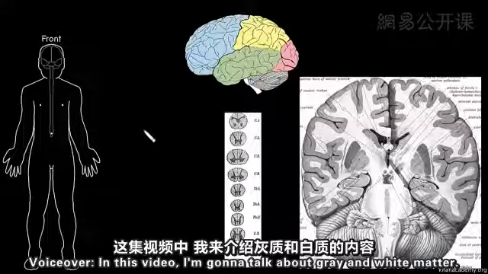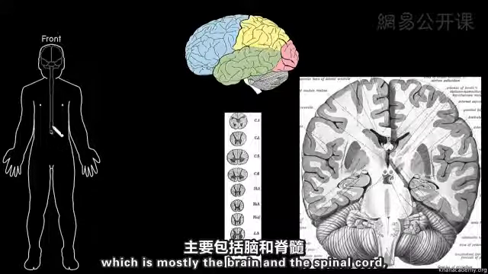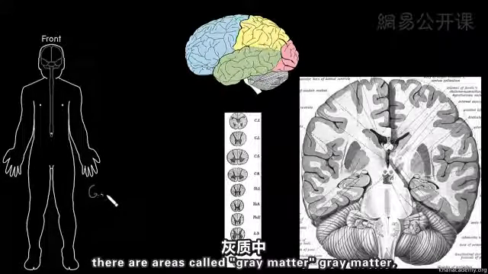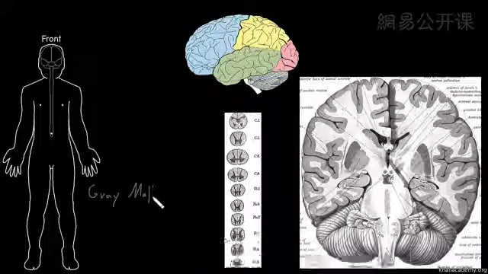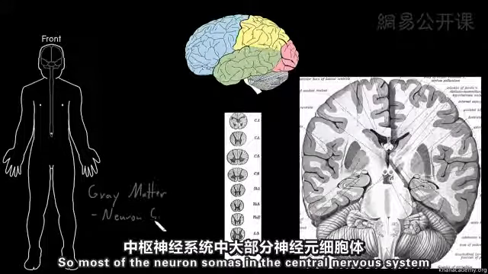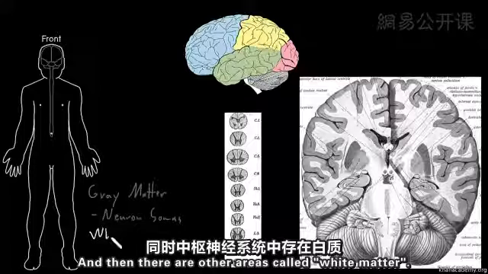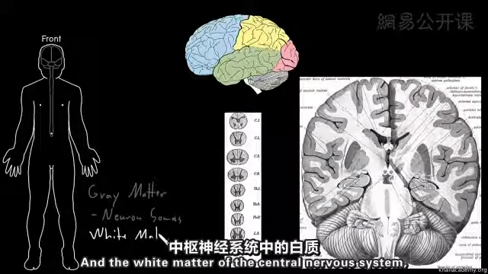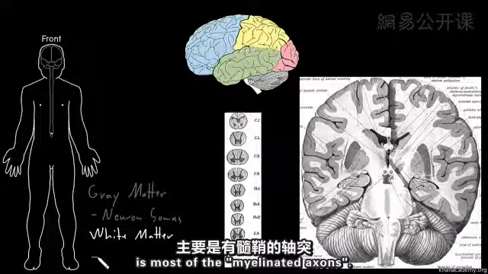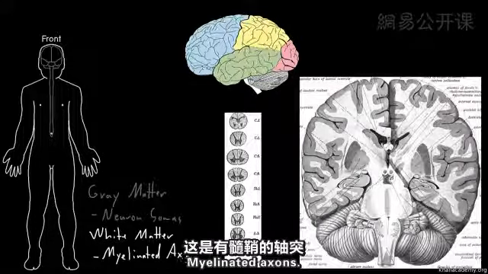In this video, I'm going to talk about gray and white matter. In the central nervous system, which is mostly the brain and the spinal cord, there are areas called gray matter that contain most of the neuron somas. So most of the neuron somas in the central nervous system are found in the gray matter. And then there are other areas called white matter. And in the white matter of the central nervous system is most of the myelinated axons. Myelinated, so axons that are wrapped in myelin, myelinated axons.